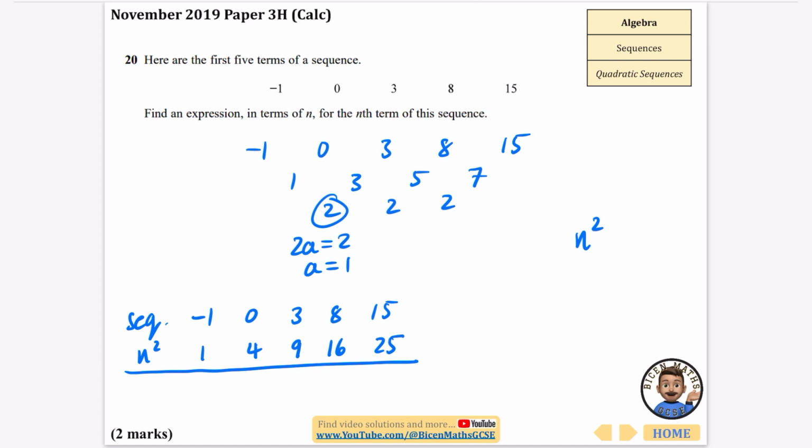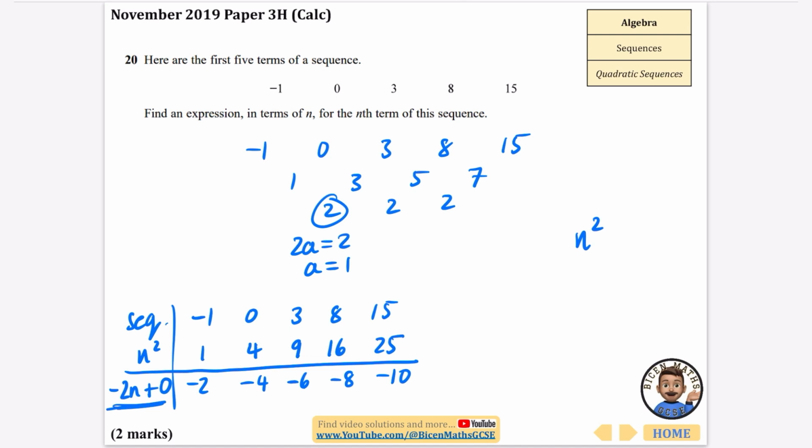So minus 1 is minus 2, 0 minus 4 is minus 4, 3 minus 9 is minus 6, we then get minus 8, and we get minus 10. Now all we need to do is just find the nth term of this sequence. Well, it's going down 2 each time, so it would be minus 2n, and the previous term would have been a 0, so it's minus 2n plus 0.